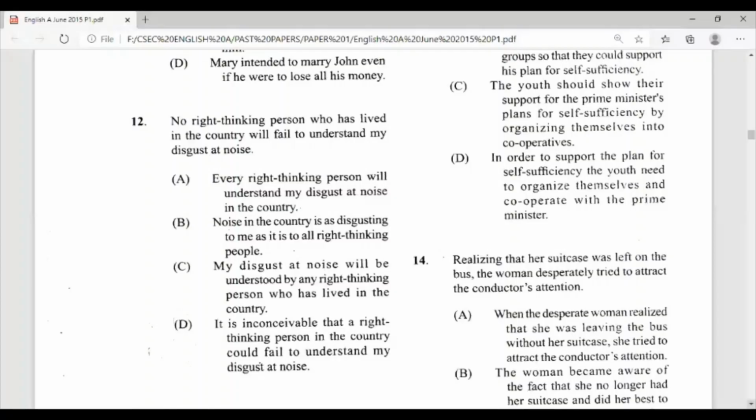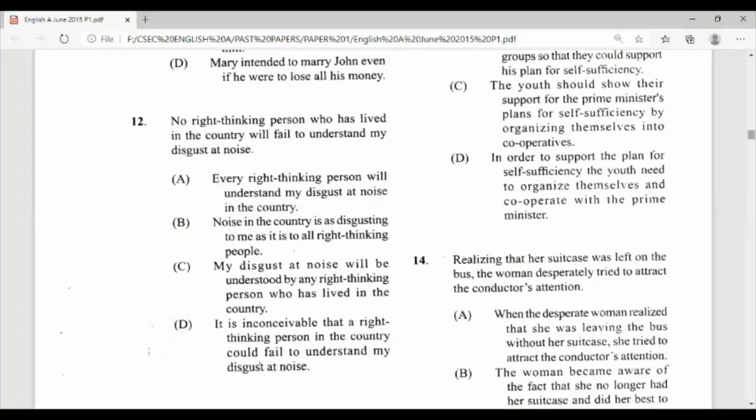B, noise in the country is as disgusting to me. No, no, no. He didn't say that these right-thinking persons find the noise disgusting. He didn't say that. So we cannot choose B. And C, my disgust at noise will be understood by any right-thinking person who has lived in the country. C sounds like it. D, it is inconceivable that a right-thinking person in the country could fail to understand. Okay, almost there, but the right-thinking person who would have lived in the country. So we're going to stick with C as our answer for 12.